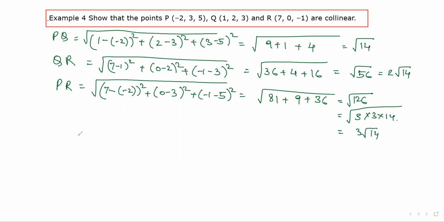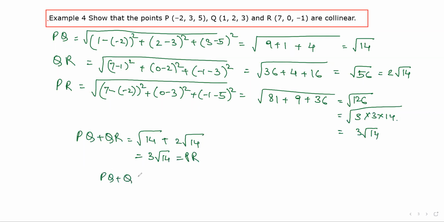Now, by observation, if we add PQ with QR, this is root 14 plus 2 root 14. We'll end up with 3 root 14, and this value is equal to PR. So we can say that PQ plus QR is equal to PR, which means if this is your PQ and this is your QR, then PQ plus QR will give you PR. This is only possible if all 3 points P, Q and R lie on the same line. So the interpretation of this is, therefore, P, Q, and R are collinear.